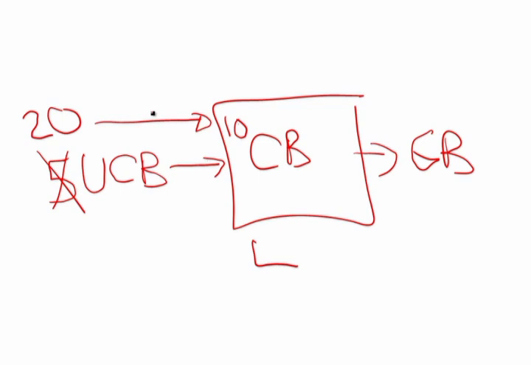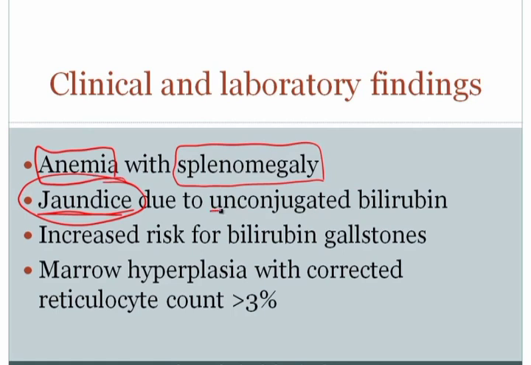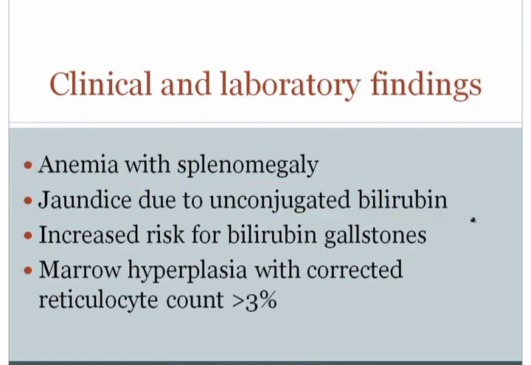Unconjugated bilirubin, that is, floating around in the blood. And because there is an excess of unconjugated bilirubin floating around in the blood, the patients will look yellow and develop jaundice. Again, I've explained that's due to unconjugated bilirubin.